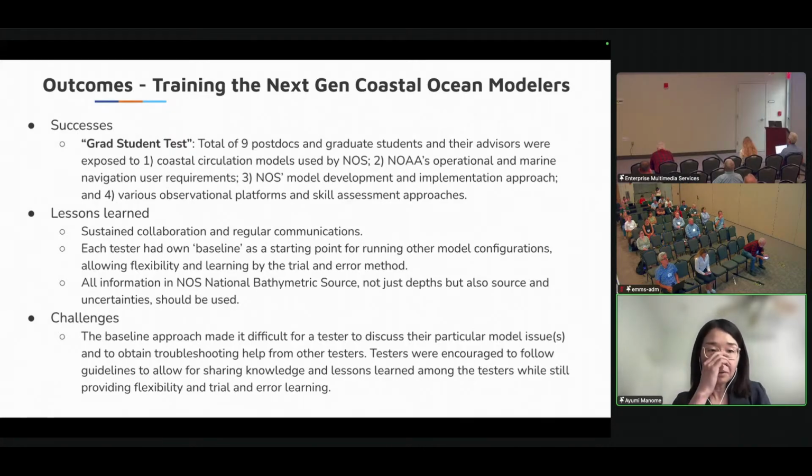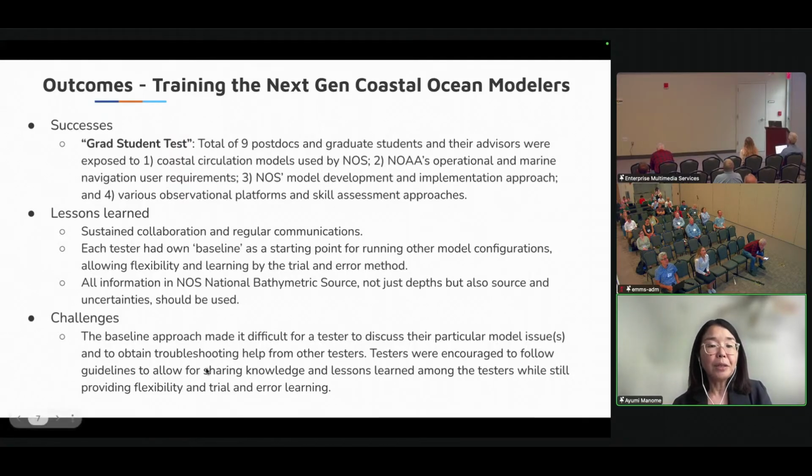There are also lessons learned. Sustained collaboration and regular communications have been very important to keep the team going. Each tester had their own baseline as a starting point, and this allowed flexibility in learning by a trial and error method. All information in the NOS National Bathymetric Source should be used, not just depth data, but also source and uncertainty information.